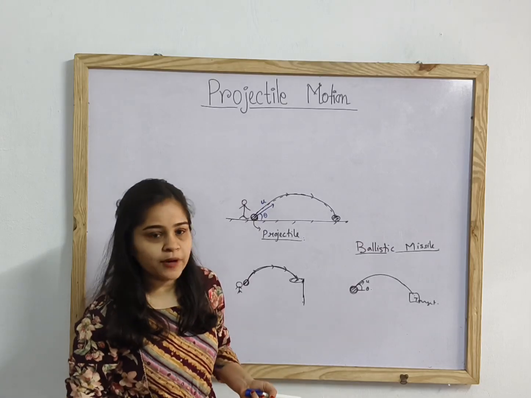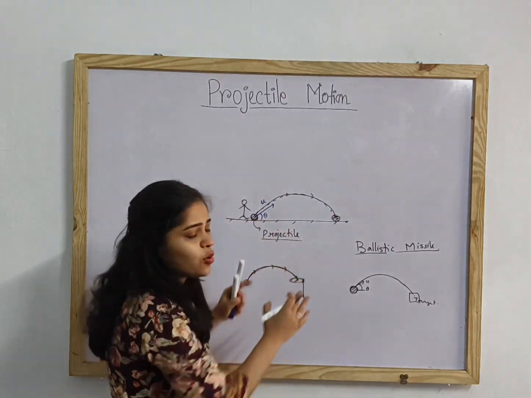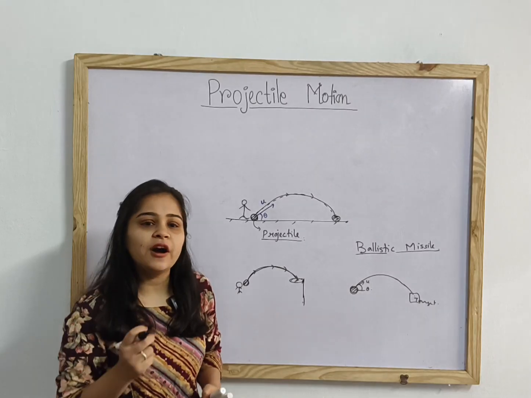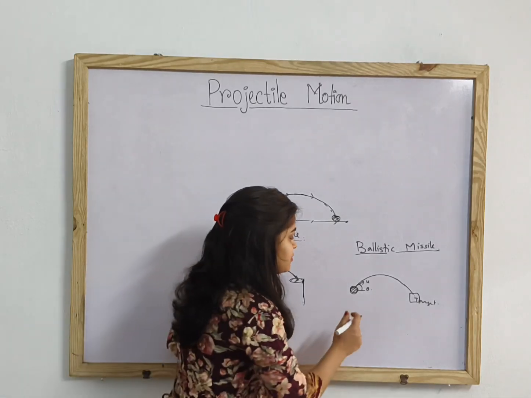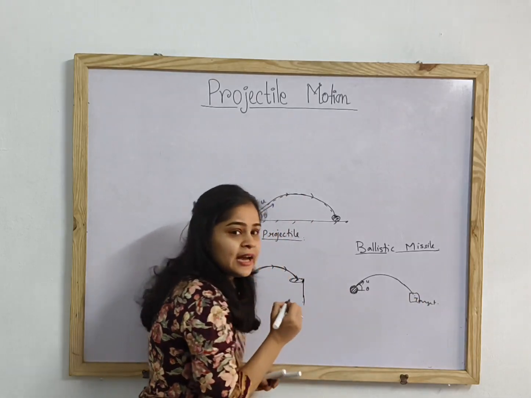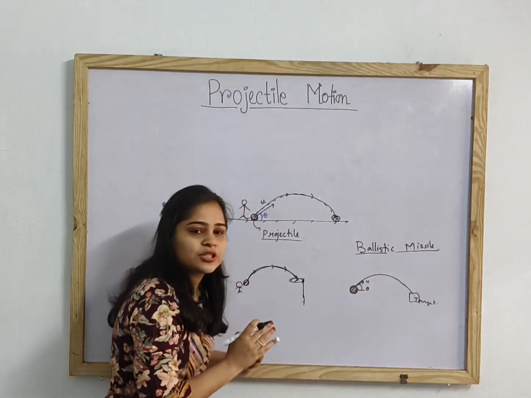Otherwise there will be a problem, right? So all these are examples of projectile motion. Now, one thing you have to be clear about: suppose you are going to throw this missile at a target, and you have given it a certain velocity and a certain angle.